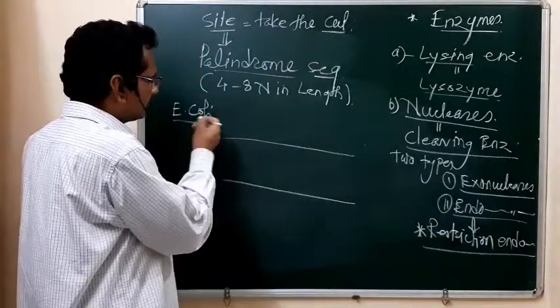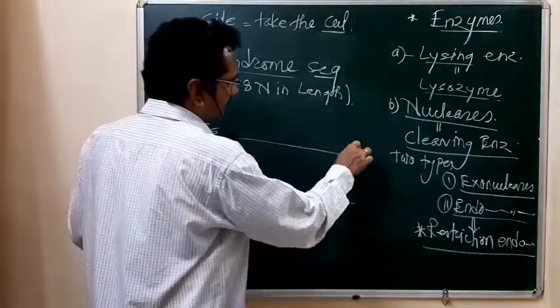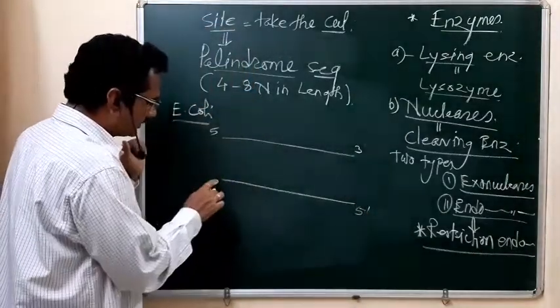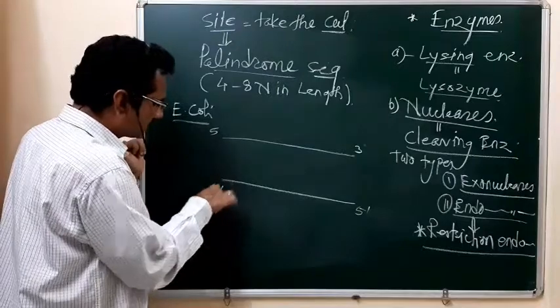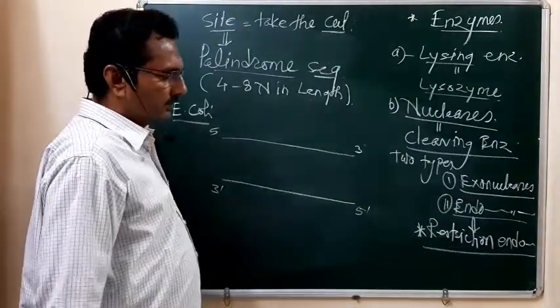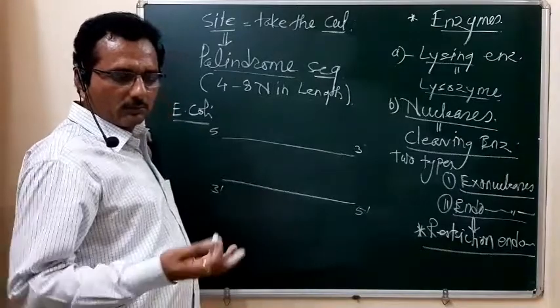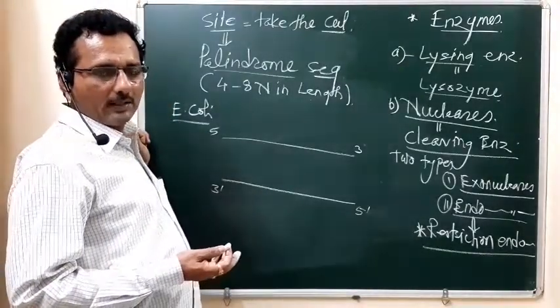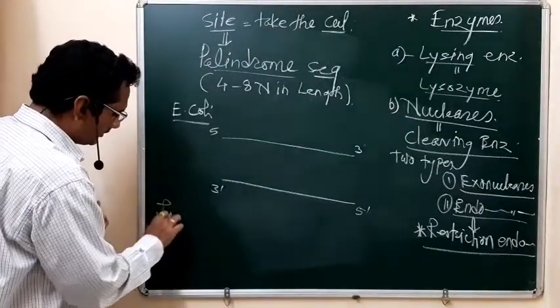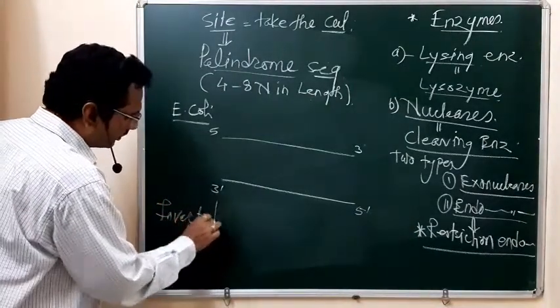Suppose this is the 5' end, and this is the 3' end. This is the 5' end corresponding end, and corresponding to this is the 3' end. Then what is that palindrome sequence? One more characteristic feature of the palindrome sequence is that they have inverted repeats.